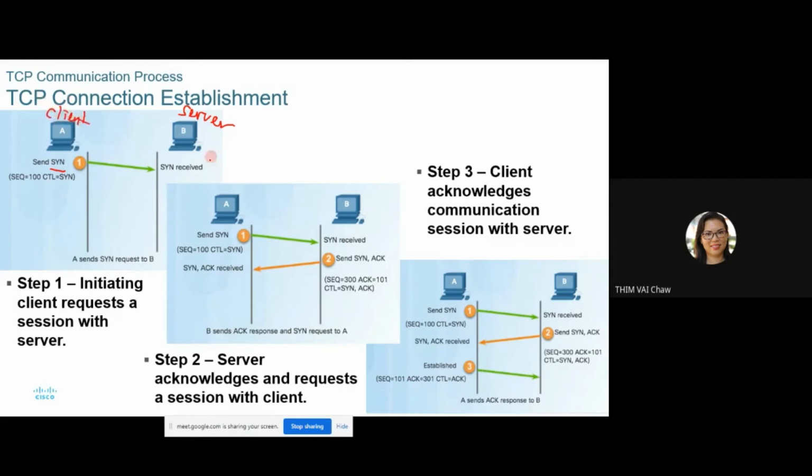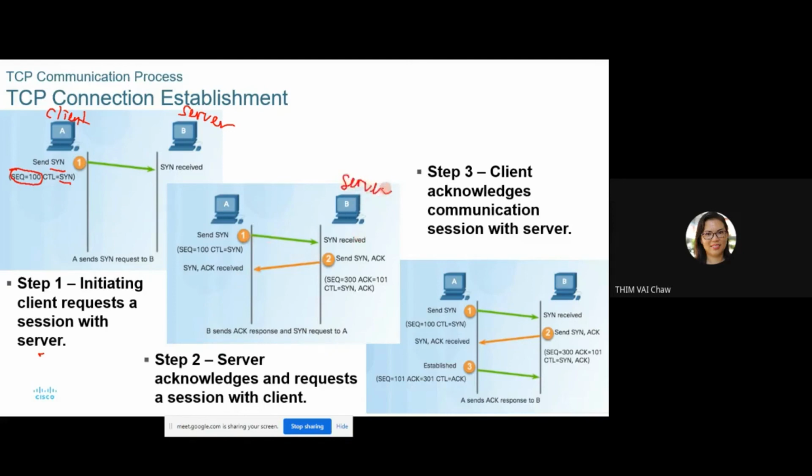The client requests a service from the server. So the client will send out a sequence number. It sends out the synchronize, because it wants to establish the connection. It requests to establish the connection with the server, so it generates a sequence number. In this example, the sequence number is 100, and it sends this data to the server.